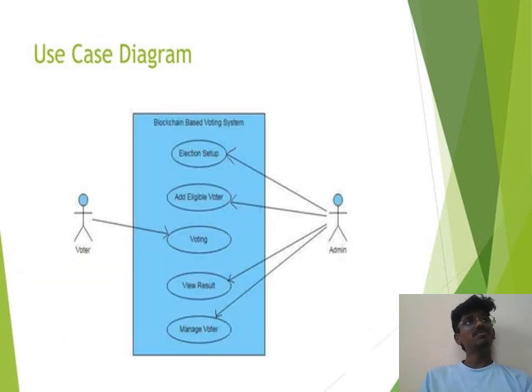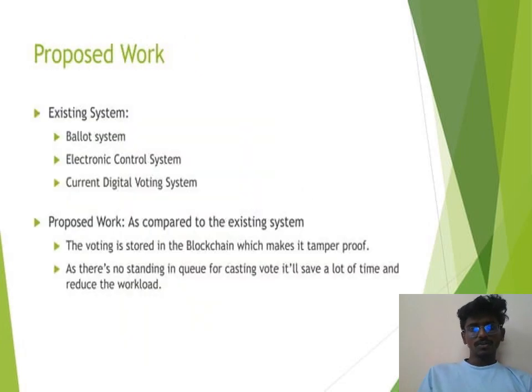The use case diagram for this e-voting system is given in the PPT. The admin will be able to set up an election and add eligible voters. The admin is the main key person for the result declaration and management of the voter. Moving on to the next slide.